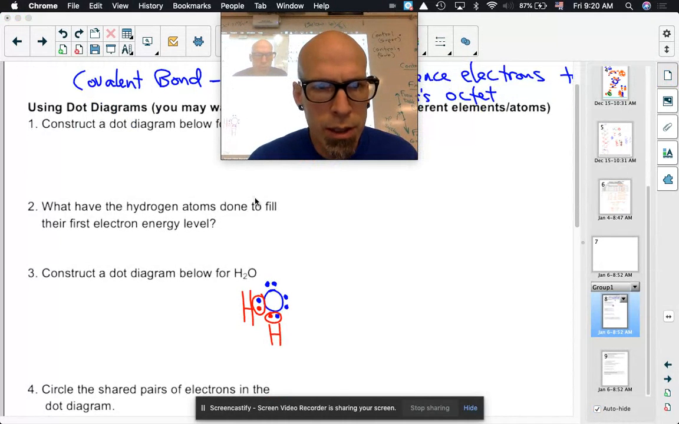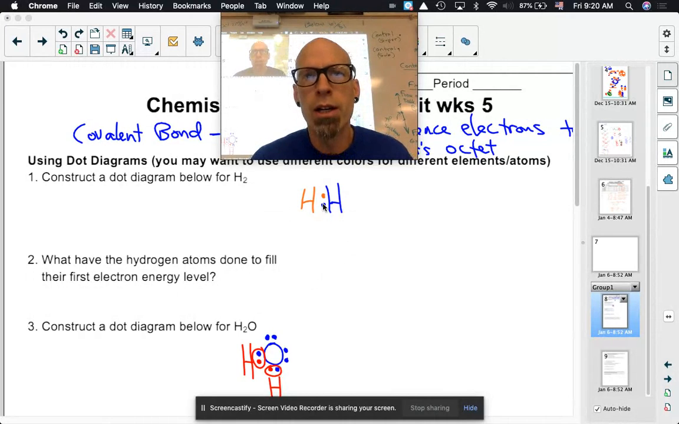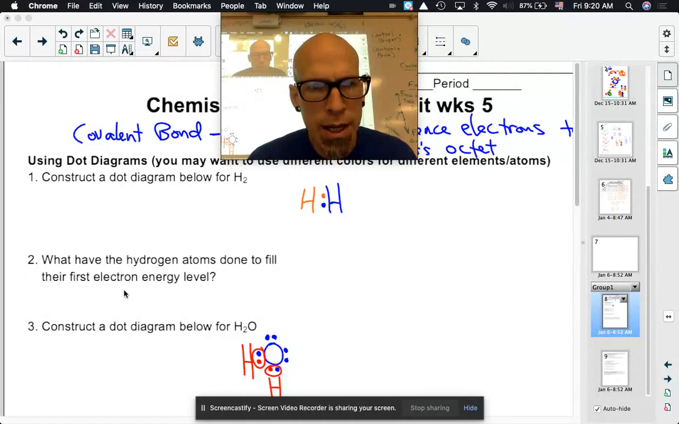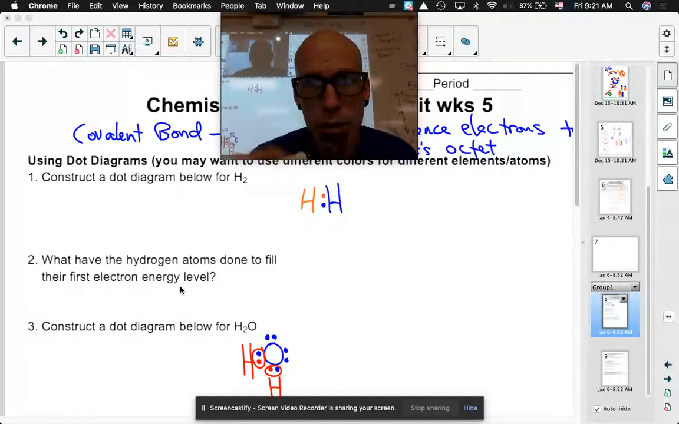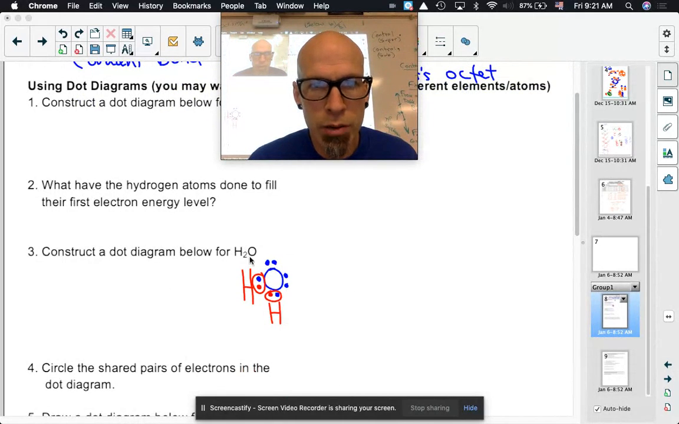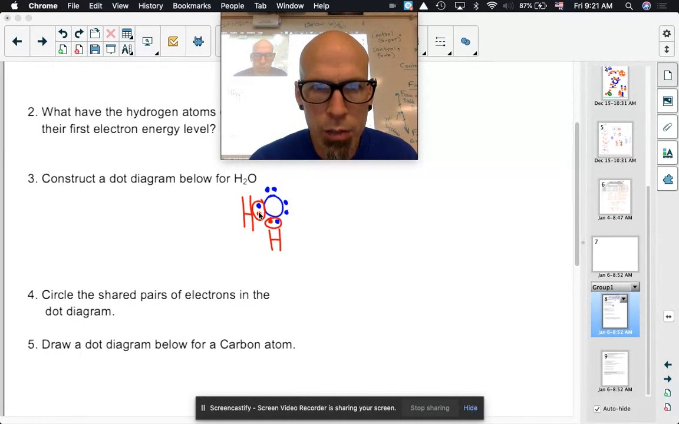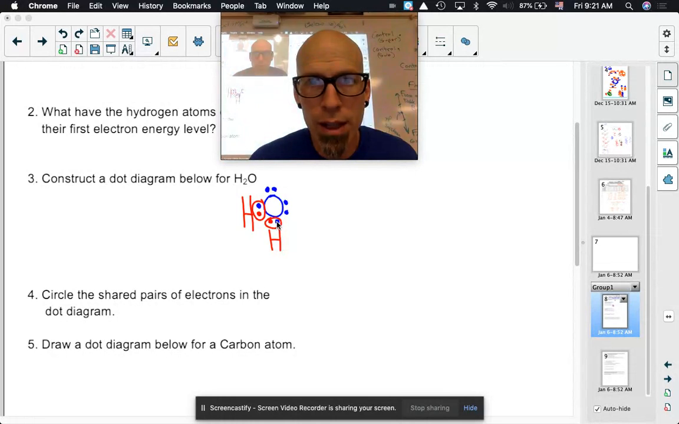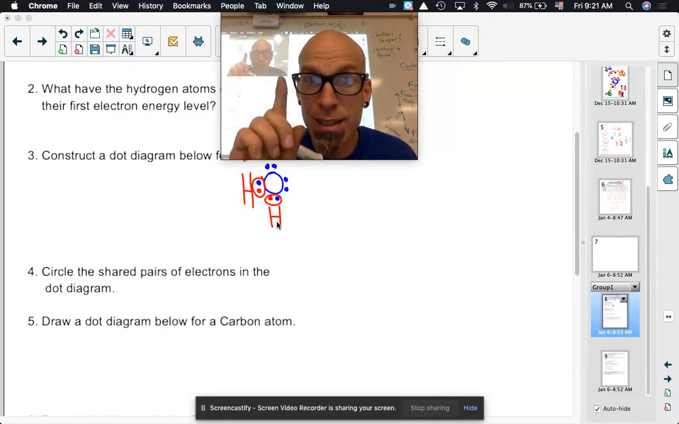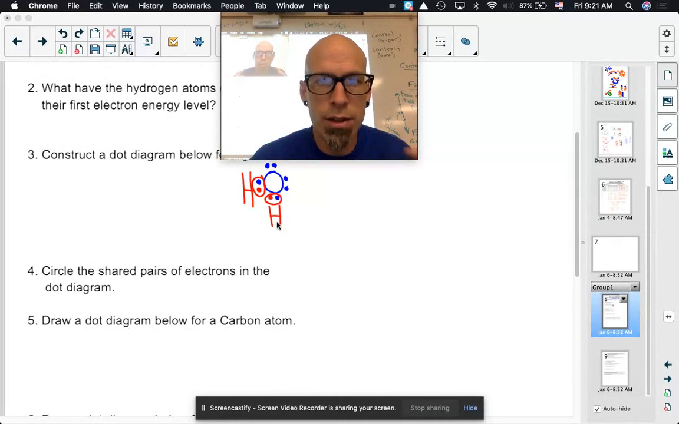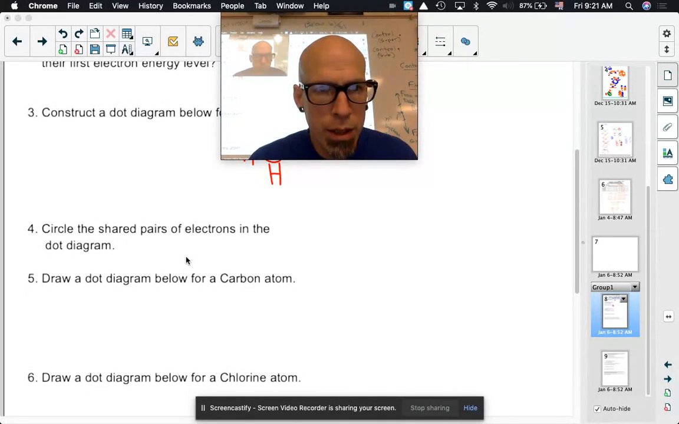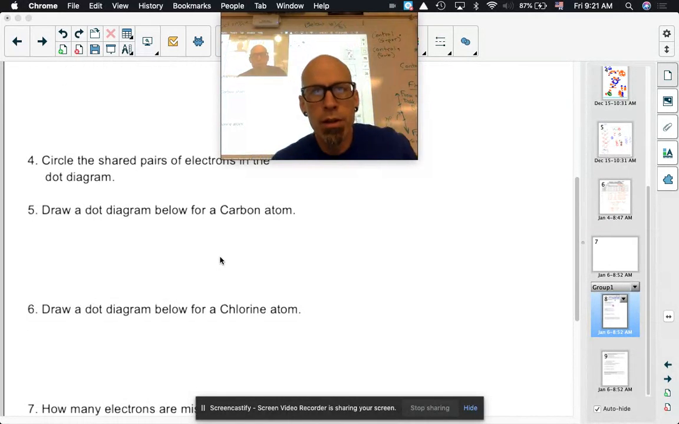So let's see. We had the hydrogen sharing with another hydrogen. And what have they done to fill the first electron energy level, which I had said the other day? They're sharing one pair of electrons between them. And then the dot diagram for H2 had a shared pair between the two, which is a single covalent bond, because it's sharing a single pair. They're each contributing a single electron to make a pair that they share. So circle the shared pairs. Okay, we did that. Draw a dot diagram for a carbon atom.